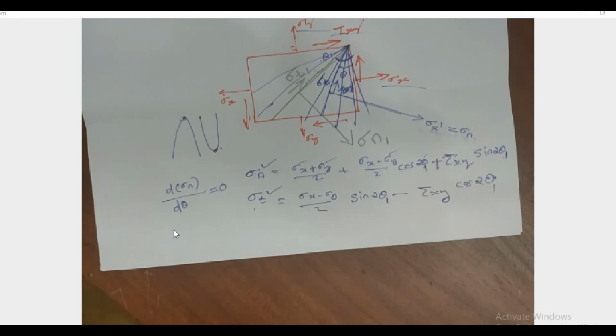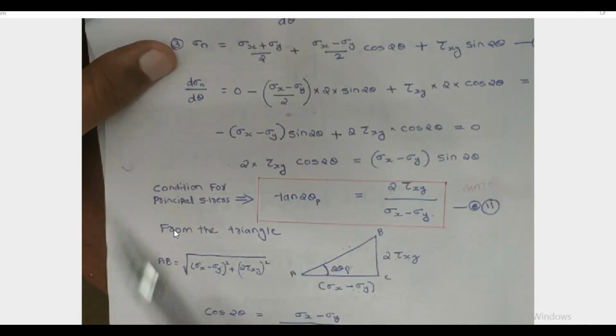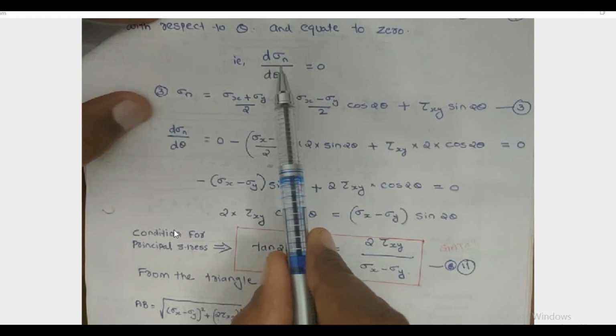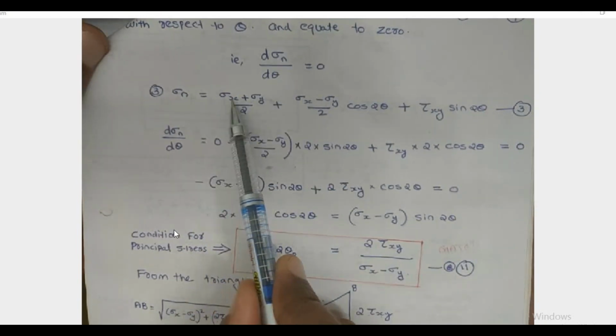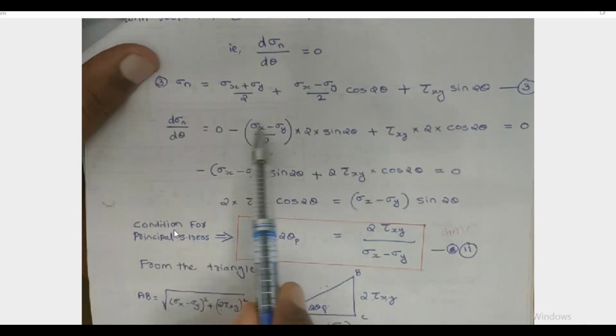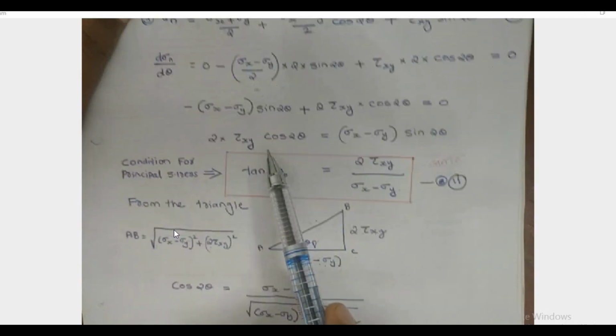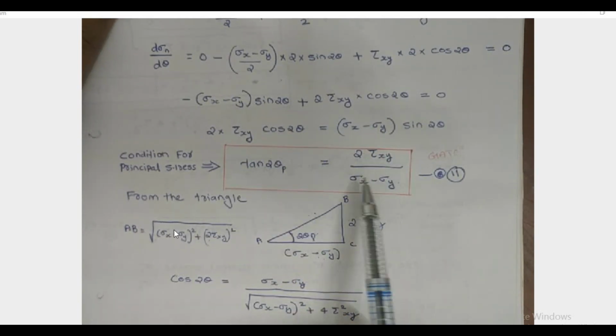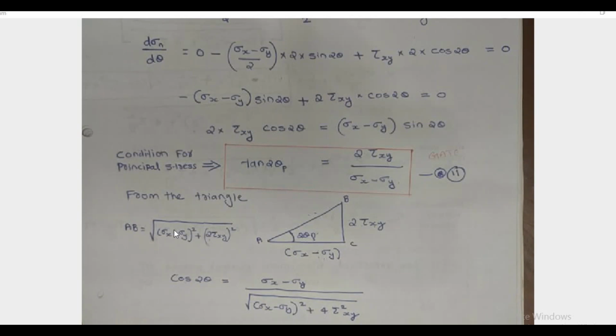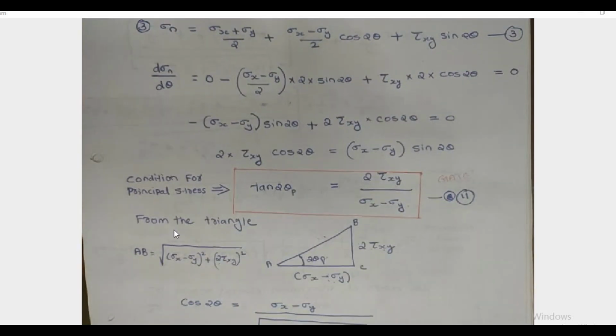So next we can differentiate this sigma n and equate it to zero. So this is the procedure. Here we differentiate sigma n with respect to theta and equate it to zero. So this is the sigma n. We differentiate that. After differentiation, we got tan 2 theta p equal to 2 tau xy by sigma x minus sigma y.